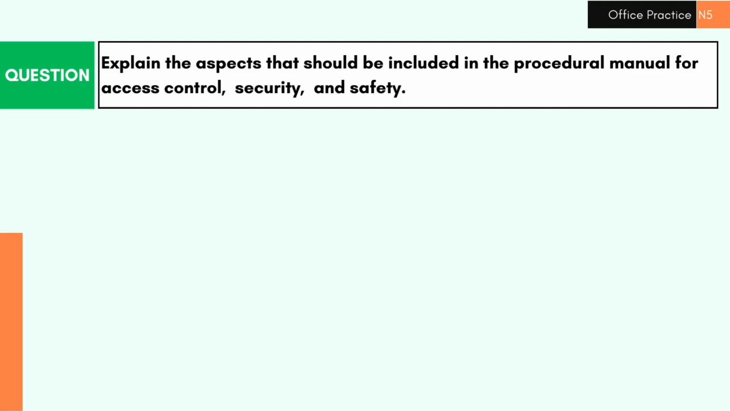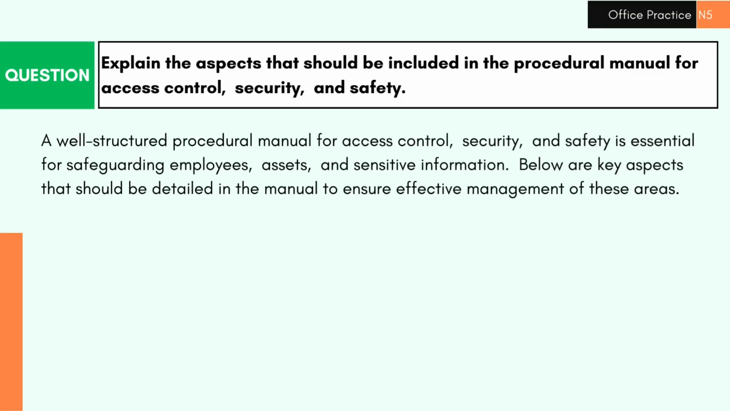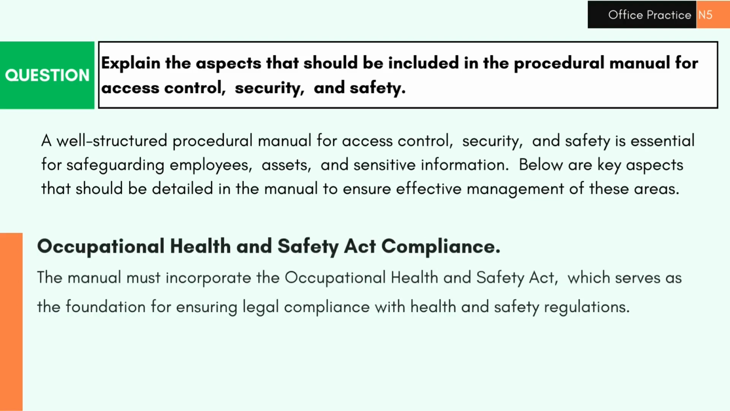Question. Explain the aspects that should be included in the procedural manual for access control, security, and safety. A well-structured procedural manual for access control, security, and safety is essential for safeguarding employees, assets, and sensitive information. Below are key aspects that should be detailed in the manual to ensure effective management of these areas.